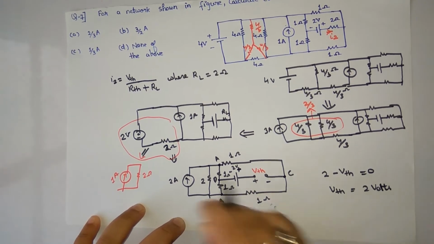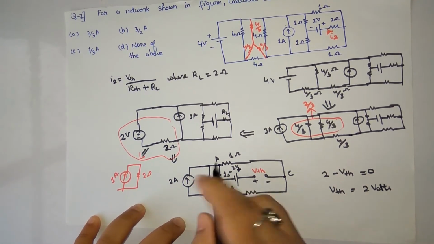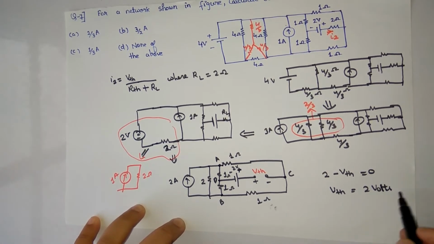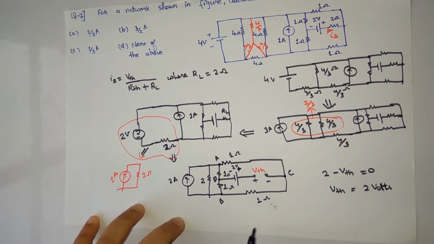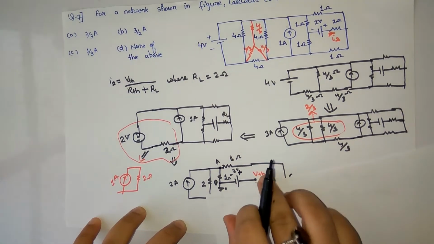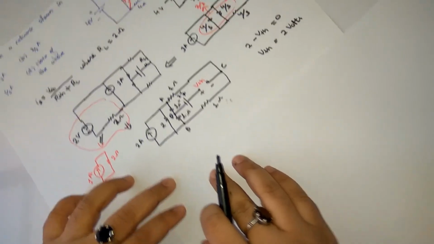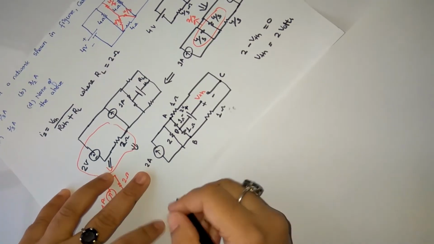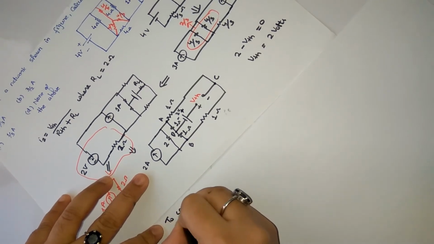Or even if I'm taking from here, if I'm applying the current divider, then also I'll get the same thing. So that means VTH equal to 2 volts. VTH is nothing but the open circuit voltage. And now, considering this circuit only, calculate RTH.